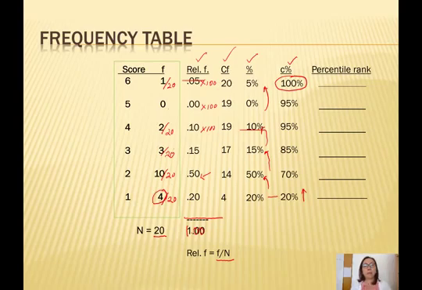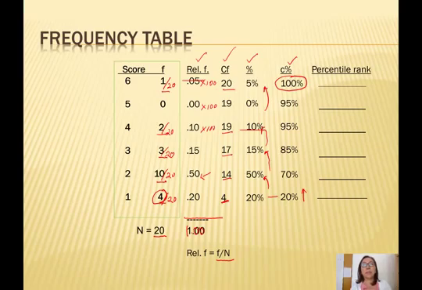For the score 1, frequency is 4, so we're going to start with 4. And then we're adding 10 more students, which makes it 14. Adding 3 more students to that, which makes it 17. 2 more, which makes it 19. And then 1 more, which makes it 20.